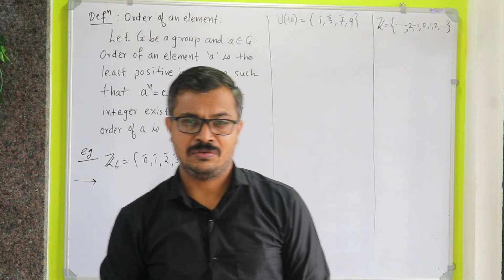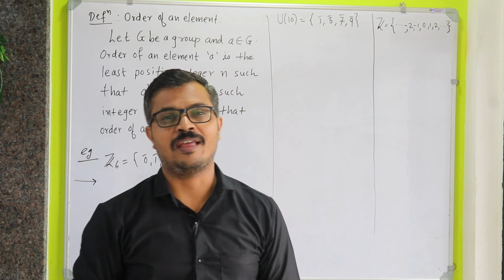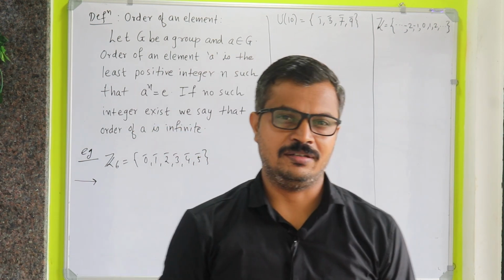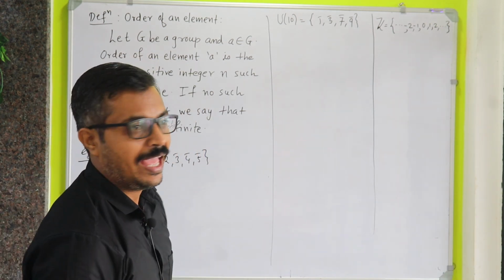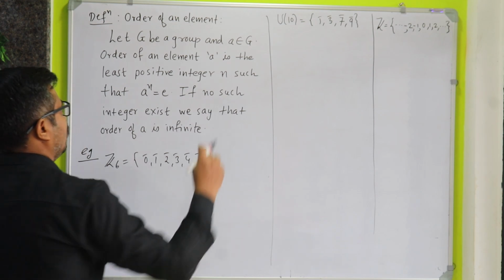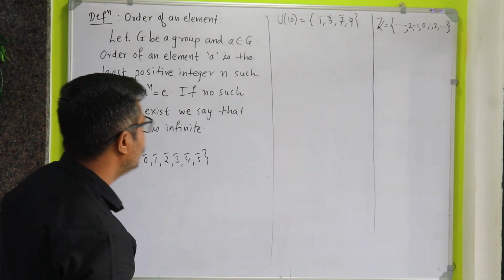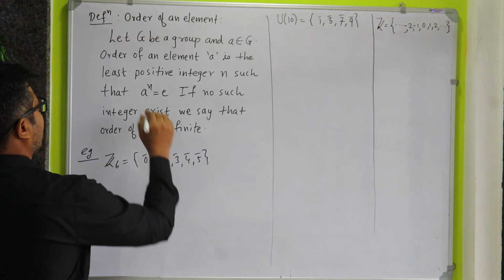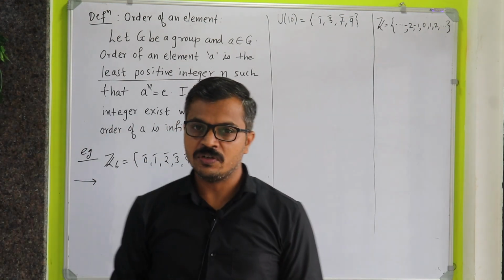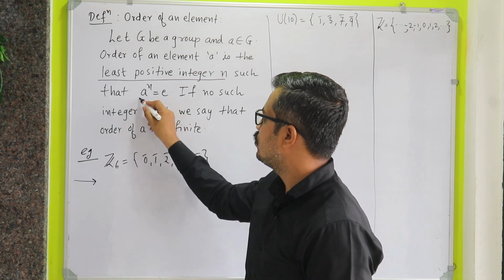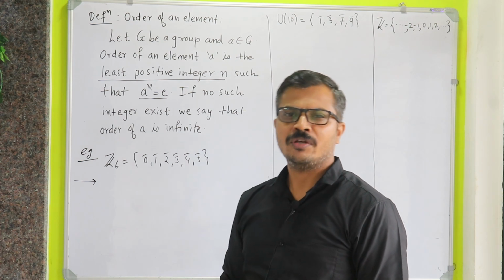In this class, we are going to discuss a very interesting definition in group theory, and that is nothing but the order of an element. So given a group G and an element in G, we are calling it A. The order of that element A is actually nothing but the least positive integer n such that A raised to n should be equal to e. Remember, e is the identity element of the group.